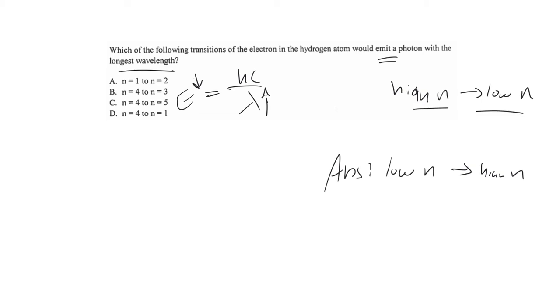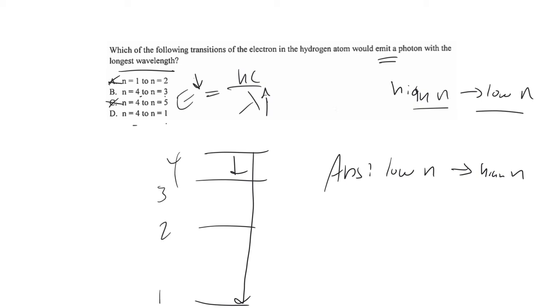So we're looking for high n to low n. So 4 to 3, not 4 to 5, that's absorption. 1 to 2 would be absorption of energy. 4 to 1. So we have 4 to 3, to 2, all the way to 1. So 4 to 1 is going to be the greatest energy. 4 to 3 will be a lower energy. So the longer wavelength is for 4 to 3.